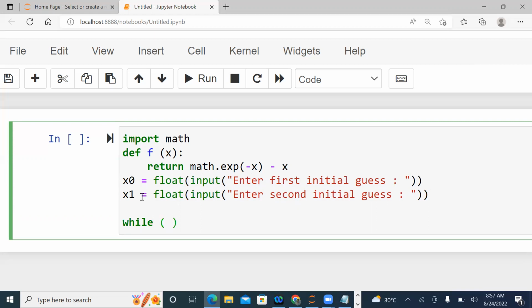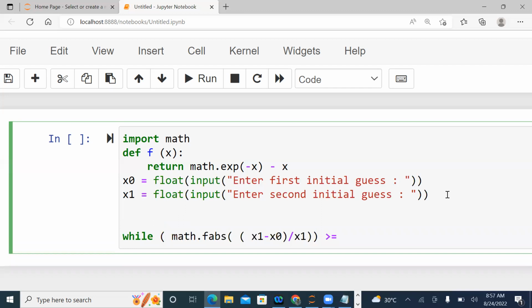Assuming that you know the procedure, let us find out the relative error, the absolute value of it. This is a floating point value, so float of absolute of the difference between x1 and x0 divided by x1. Let us use x1 because x0 is 0. If this is greater than or equal to, let us also take n, the number of digits after the decimal point. You can say this is relative accuracy, and this is an integer.